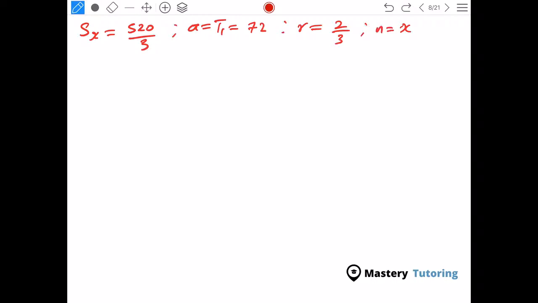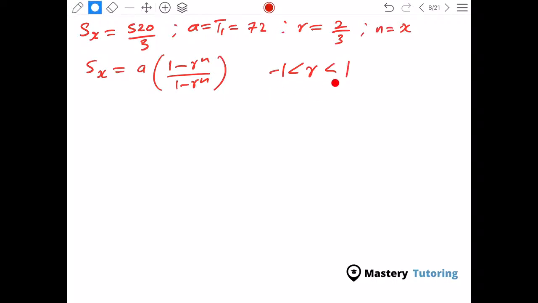So the general formula for a geometric series is given as Sx is equal to A times 1 minus r to the power of n over 1 minus r. The reason why I'm using 1 minus r to the power of n instead of the other way around is because we know that r is between this ratio. So our common ratio is between these two intervals. Therefore, we have to use this one.